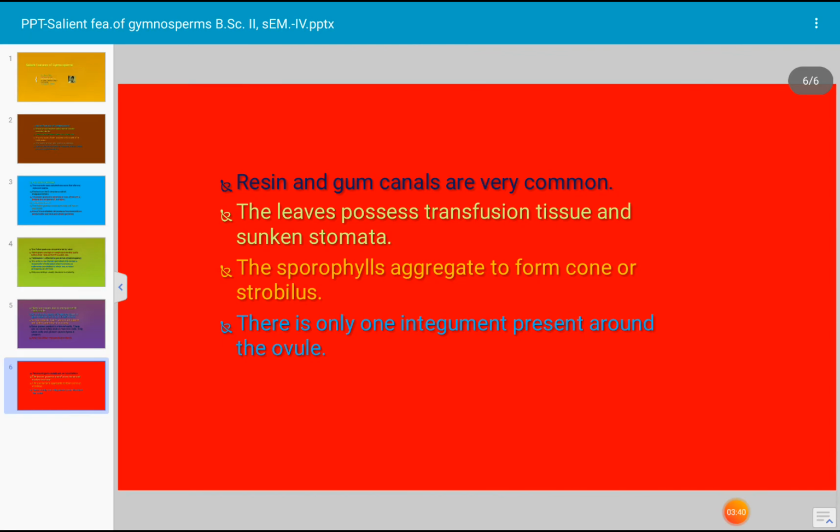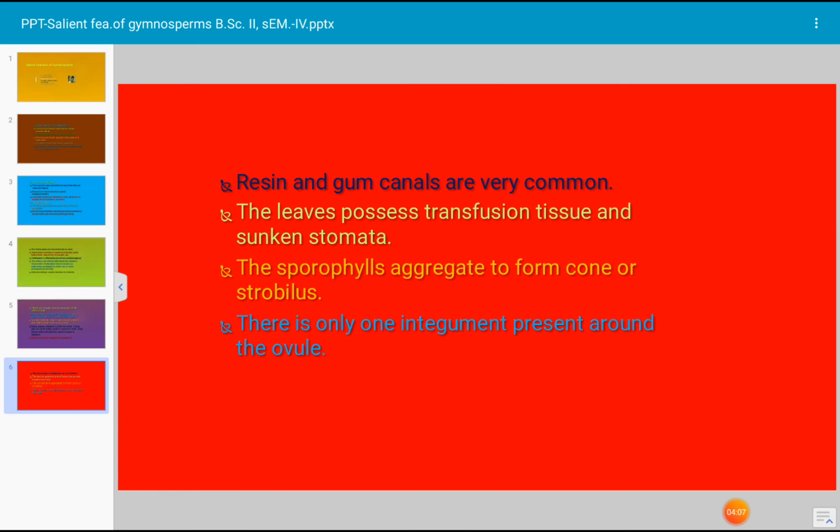Next, resin and gum canals are very common in gymnospermic plants. If you take a section of root or stem in several gymnospermic plants, resin and gum canals are to be seen. The leaves possess transfusion tissue and sunken stomata. Again, the presence of sunken stomata is a characteristic feature of xerophytic plants.